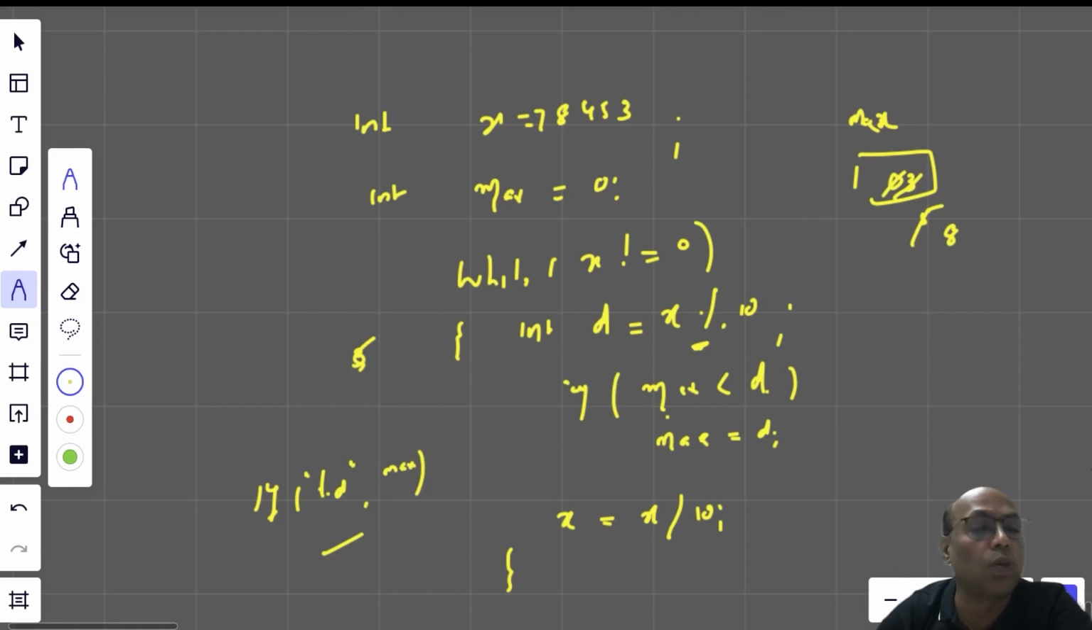Max. I'm printing outside. Why? Because only once I need to print it. Therefore, whatever you want to execute once, keep it outside of the loop. Whatever you want to execute again and again, keep it where? Inside the loop. The purpose of a loop is to repeat a statement again and again.